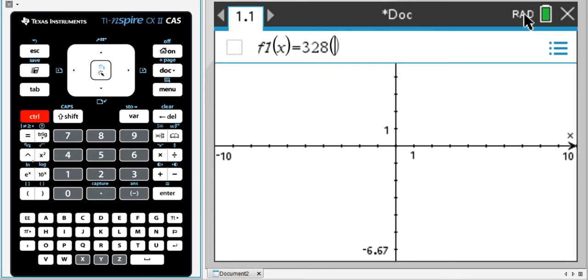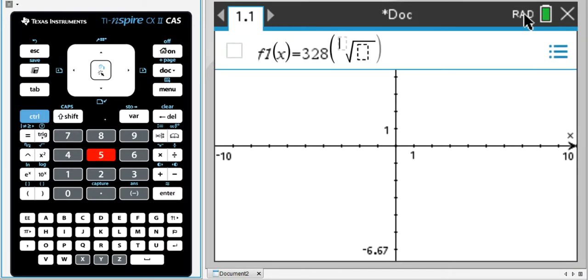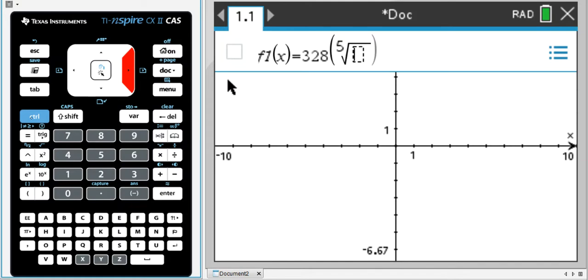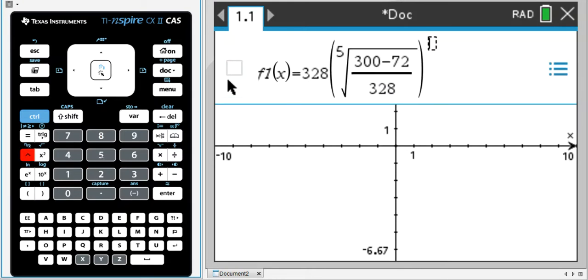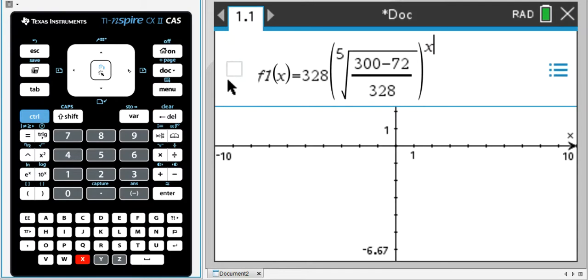328 times the 5th root of a fraction, so I'll press Control Divide to create that fraction. 300 minus 72 over 328. We'll jump to the outside of the grouping symbol here and create the exponent. Oops, sorry, not 5. We want to use x this time. This way we'll create a graph based on many different times. And to that we'll add 72.